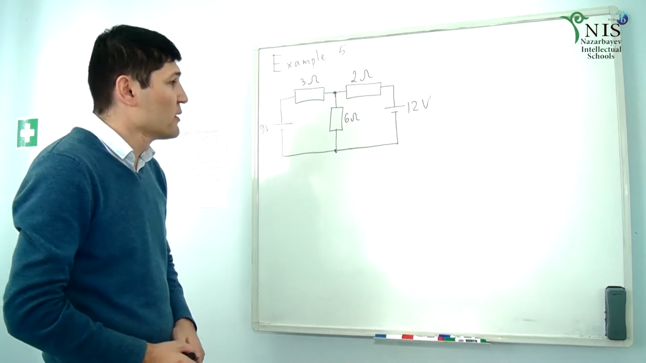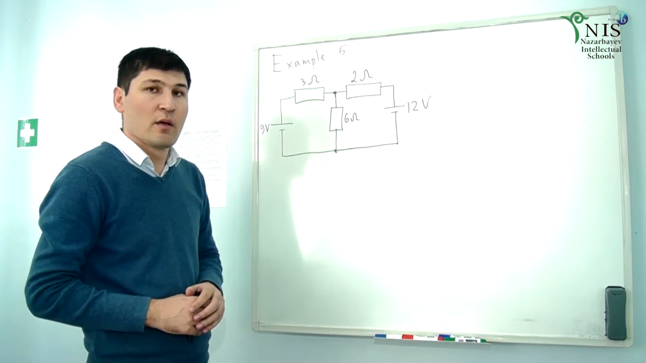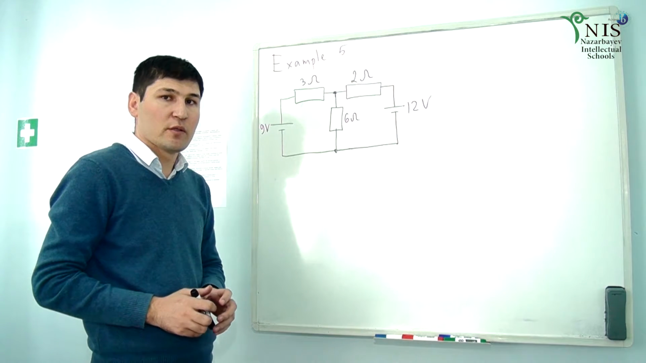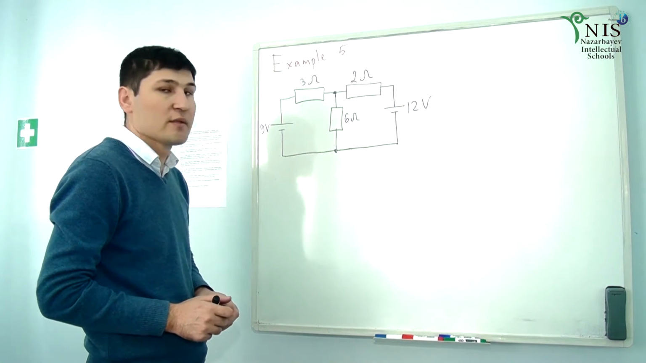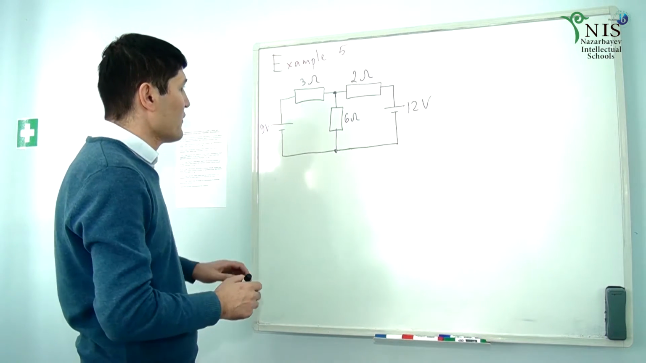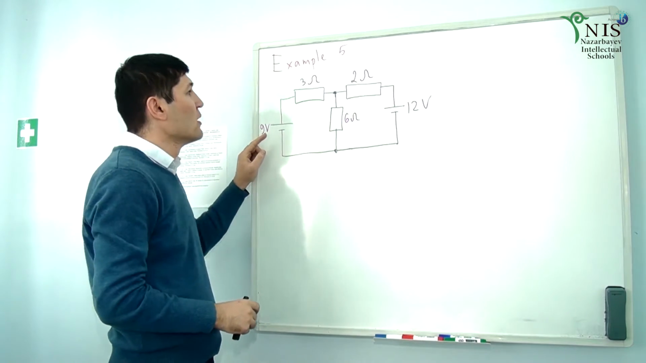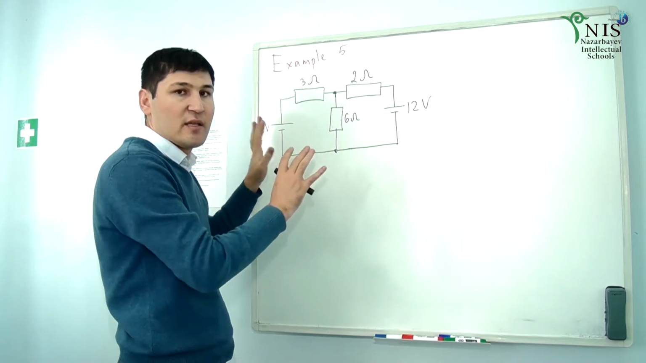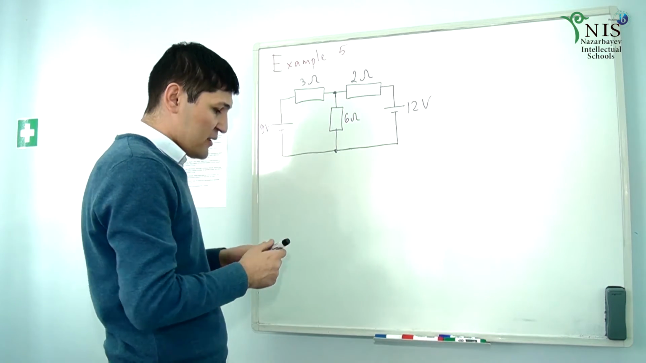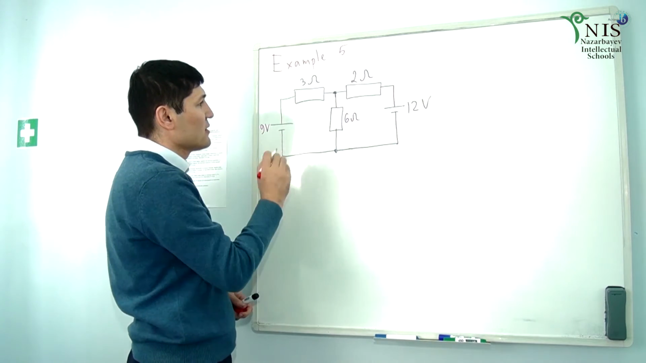In this example, we're going to look at this circuit. This is quite a complex circuit. We're going to use both laws of Kirchhoff to solve for currents flowing through the resistors. We're given 2 electromotive forces, 9 volts and 12 volts, and 3 resistors, 3 ohm, 2 ohm, and 6 ohm, and they are arranged as shown. Our task is to find the current flowing through these resistors. Let's see.